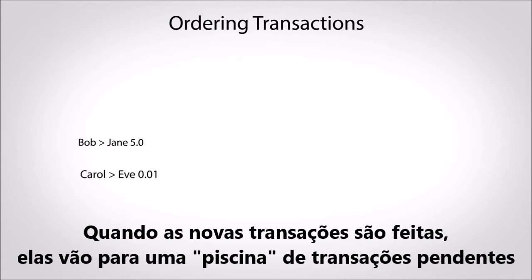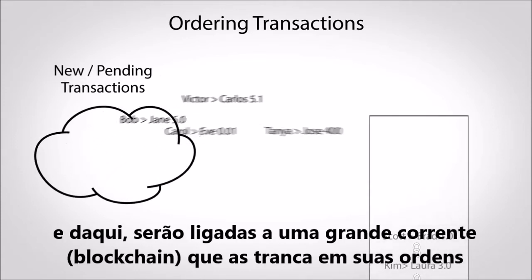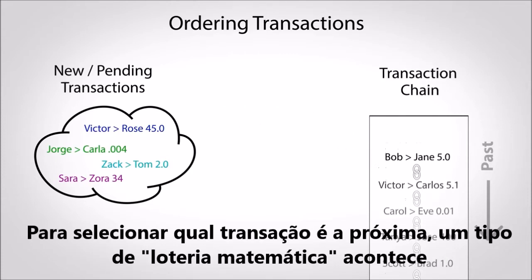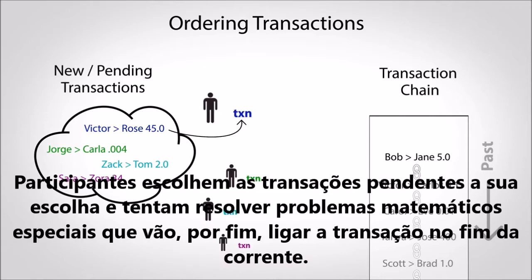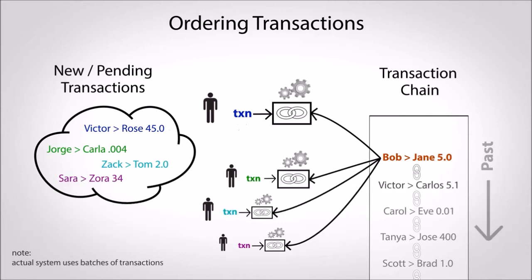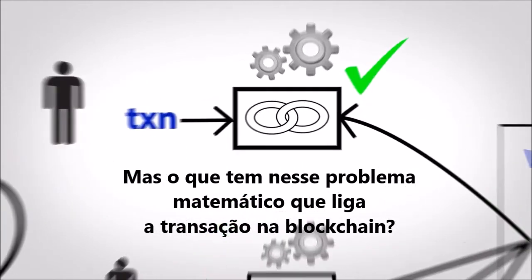As new transactions are created, they go into a pool of pending transactions, and from here they'll be sorted into a giant chain that locks in their order. To select which transaction is next, a kind of mathematical lottery is held. Participants select a pending transaction of their choice and begin trying to solve a special problem that will link it to the end of the chain. The first person to find a solution wins and gets to have their transaction selected as next in the chain. So what's this linking problem?